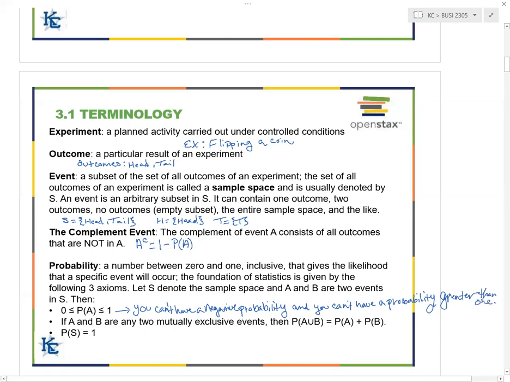If A and B are any 2 mutually exclusive events, then the probability of A union B equals the probability of A plus the probability of B. This is called a union. We're going to talk about this more in depth in a minute, and we're also going to talk about what mutually exclusive means in a minute as well. This is the symbol for a union. And the probability of the sample space equals 1. So the probability of all the outcomes occurring is always 1.